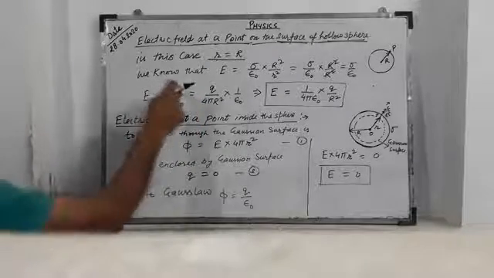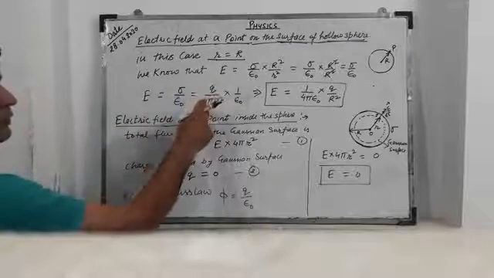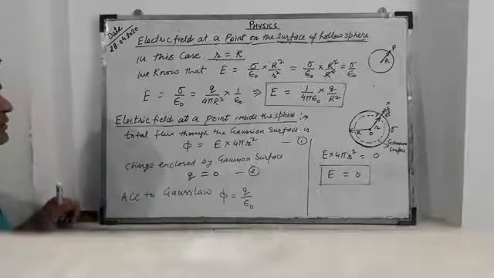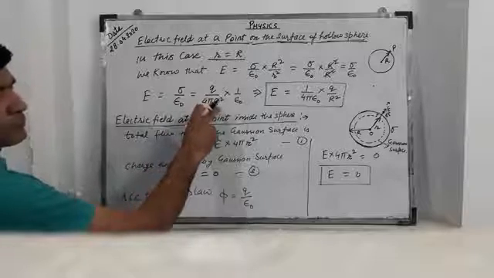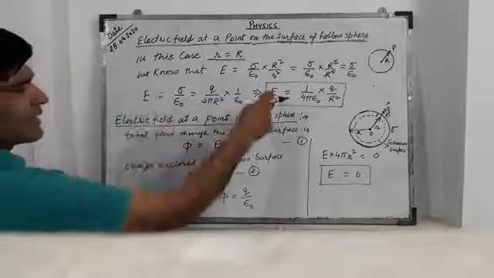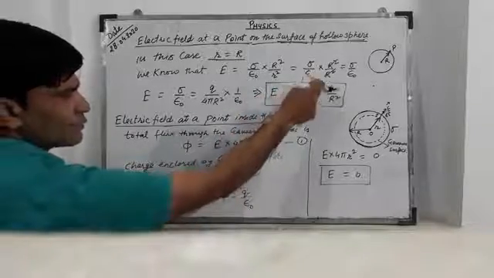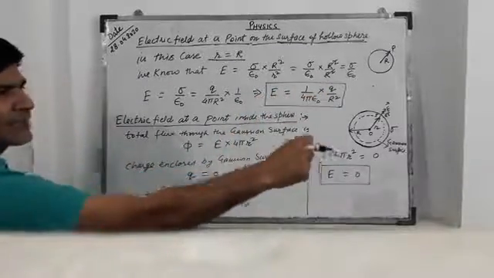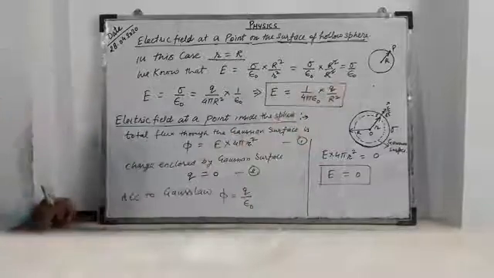But the value of sigma is Q upon 4 pi R square, because the charge is bound to the radius capital R. Then we get the electric field E is equal to 1 upon 4 pi epsilon naught Q upon R square.